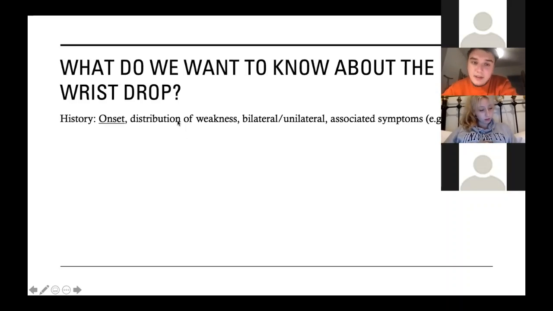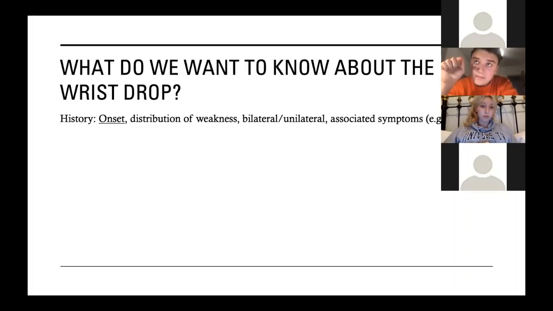Then if you think of the distribution of weakness, that can allow you to anatomically localize various things. So on the basis of the nerves that supply it, or on the basis of the nerve roots that supply it. Whether it's bilateral or unilateral. If something affects all the spine, it's going to have a bilateral effect. But if you have a focal lesion in the brain, usually that's only going to affect the contralateral side.